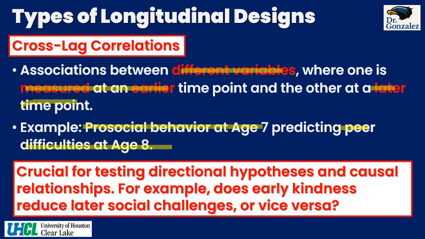So we might look at something like this, kindness at an earlier age. If a child shows more kindness at an earlier age, is that more likely to reduce later social challenges 5 years down the road?